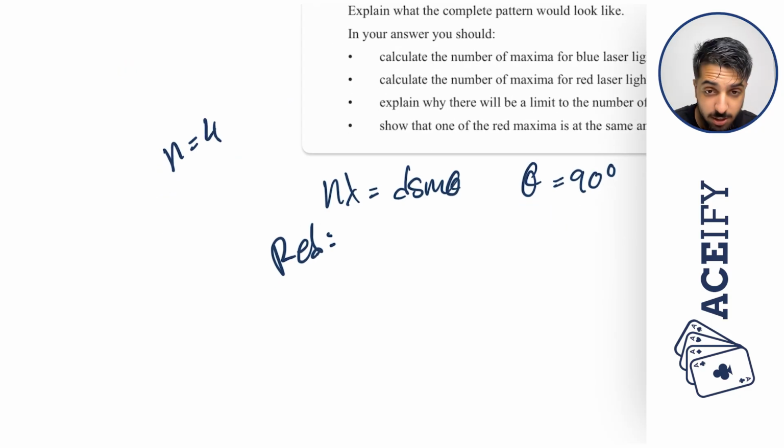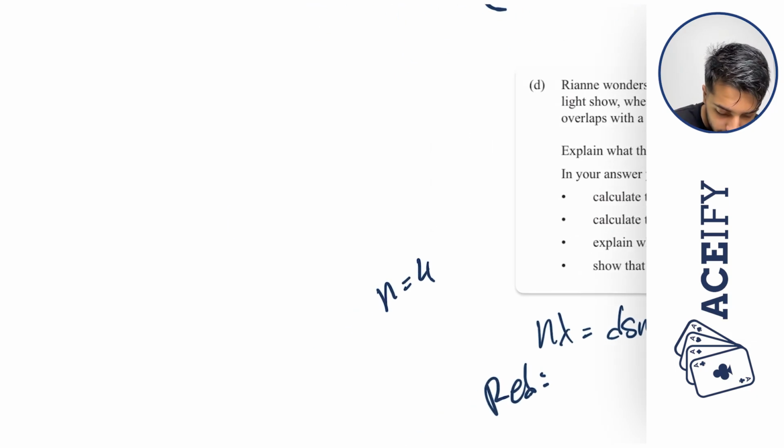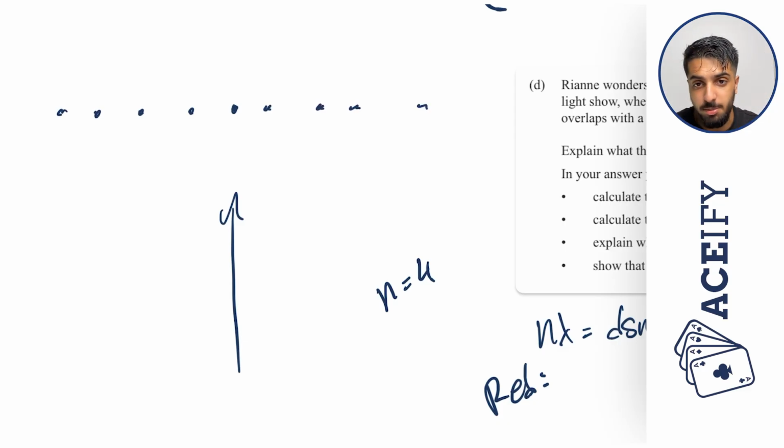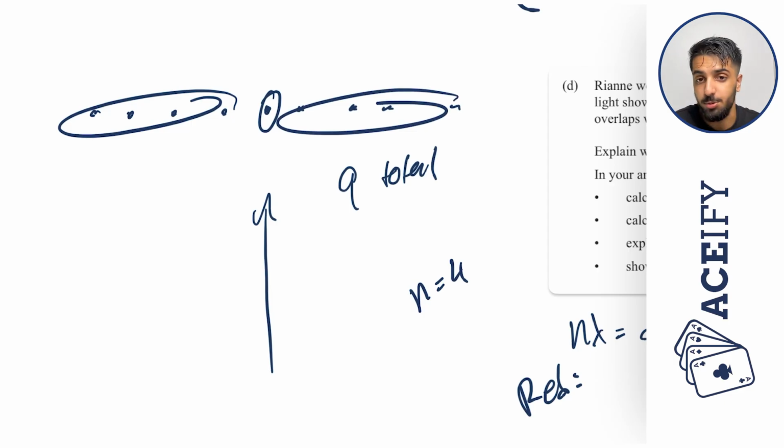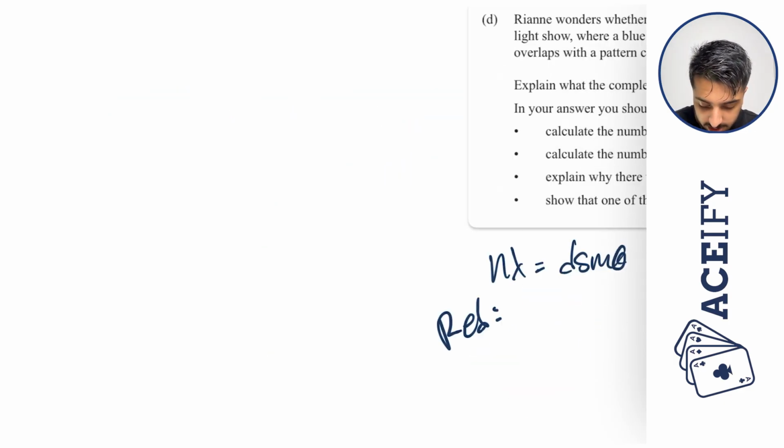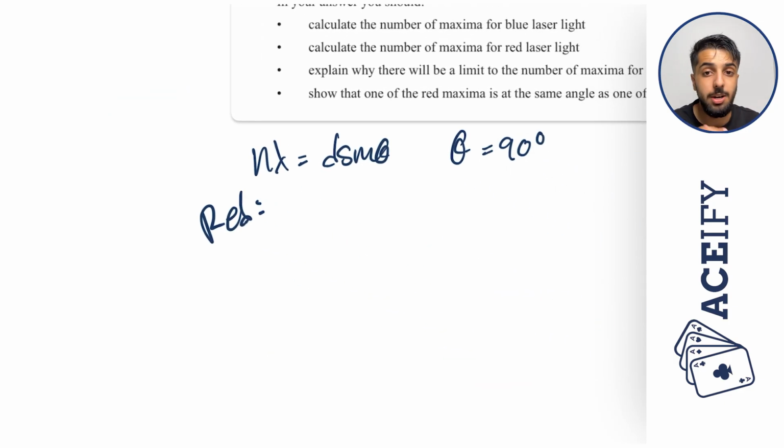If our n value is 4, what that means is that we have a central maximum, and then 1, 2, 3, 4, and then 1, 2, 3, 4. Those are supposed to be evenly spaced, just imagine they are. And so we have 4 orders of maxima on each side, which means we have 9 total maxima. We have the central one, and then 4 on each side, which equals 9. So for this calculation, we want to rearrange for n, find our n value, and then double it plus 1. So double for the other side, and then plus 1 for the middle one.